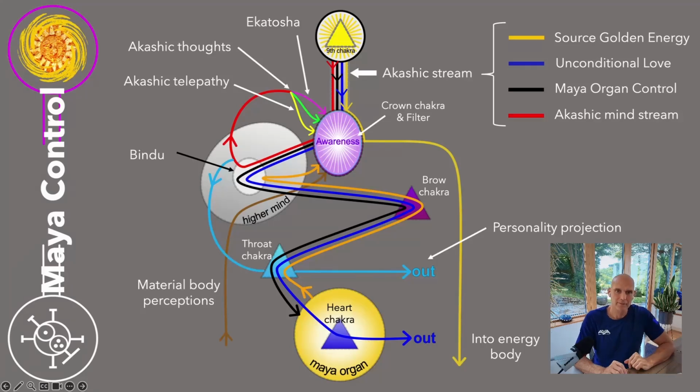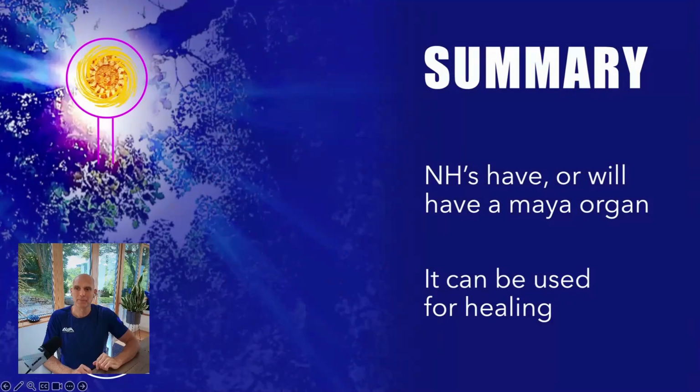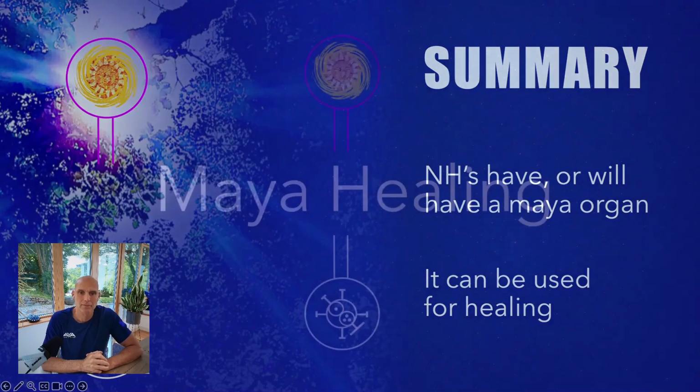Right then, so let's have a quick summary, and we can simplify all that, and basically say that network healers have or will have a Mayer organ, and it can be used for healing. Basically, those are the takeaways from that section. So now we've introduced the Mayer organ. Now we can move on to the actual healing parts.